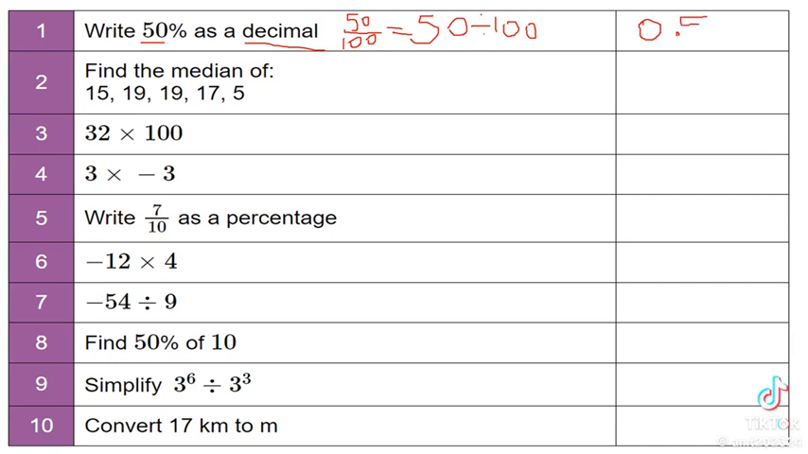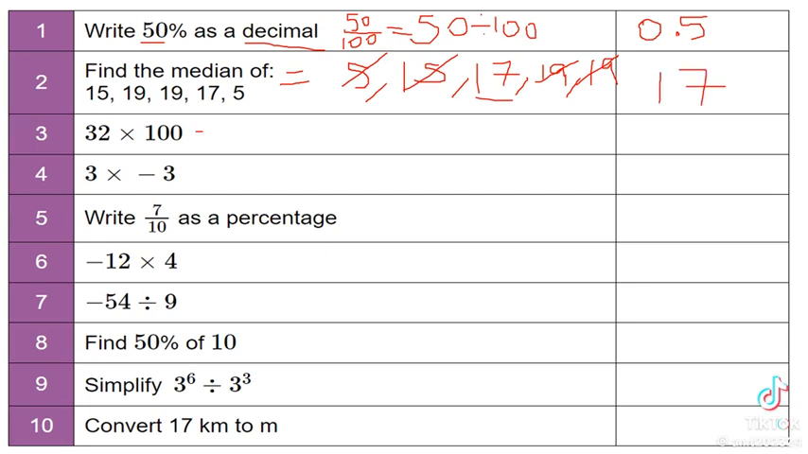Okay, for that one. Okay, question number 2. Find the median of the list of numbers. So putting them in order from smallest to biggest or biggest to smallest: 5, 15, 17, 19 and 19. Then I'm going to start crossing them off. The median is the number in the middle, so cross off on either side. So the median is just equal to 17.